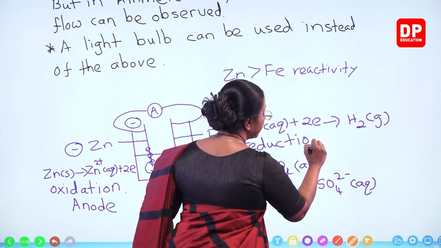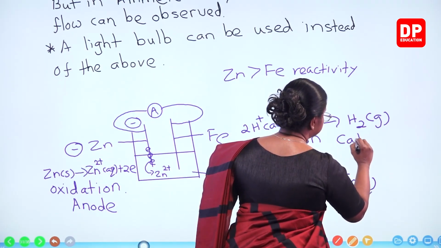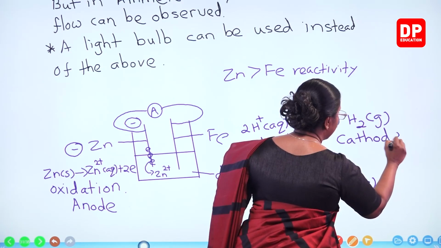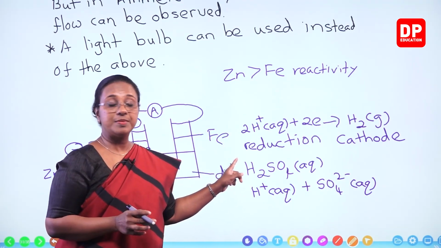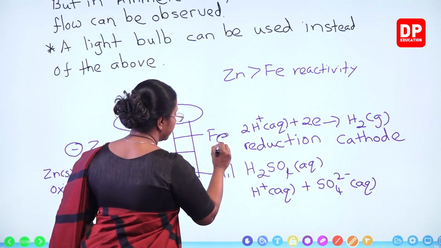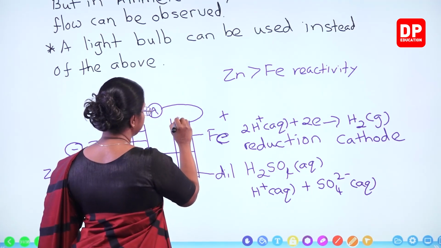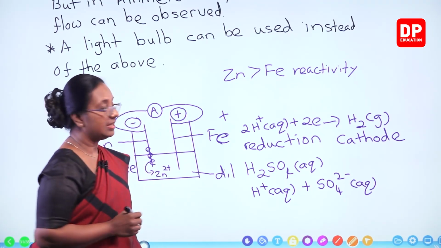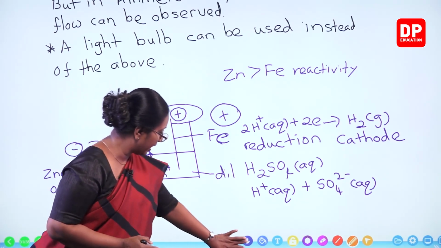So reduction takes place at the cathode. And because H+ ions take up electrons from the iron electrode, the iron electrode becomes positively charged. So that is the observation you see there.